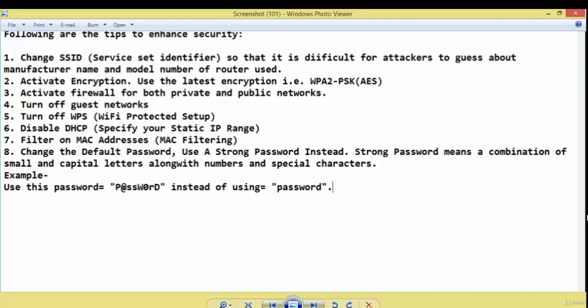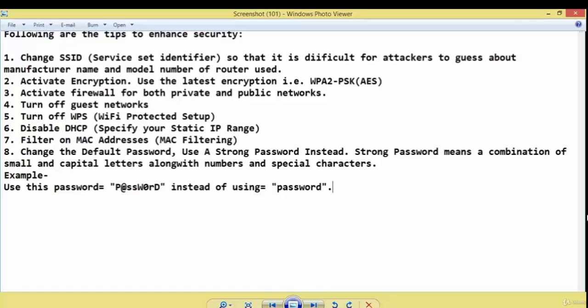Our next tip is turn off Wi-Fi Protected Setup. Then disable DHCP and use static IP range instead. Our next tip is turn on MAC address filtering. And our last tip is change the default password and use a strong password instead. Strong password means a combination of small and capital letters along with numbers and special characters, as you can see in this example. Okay? Now let's talk a bit about IP addresses.